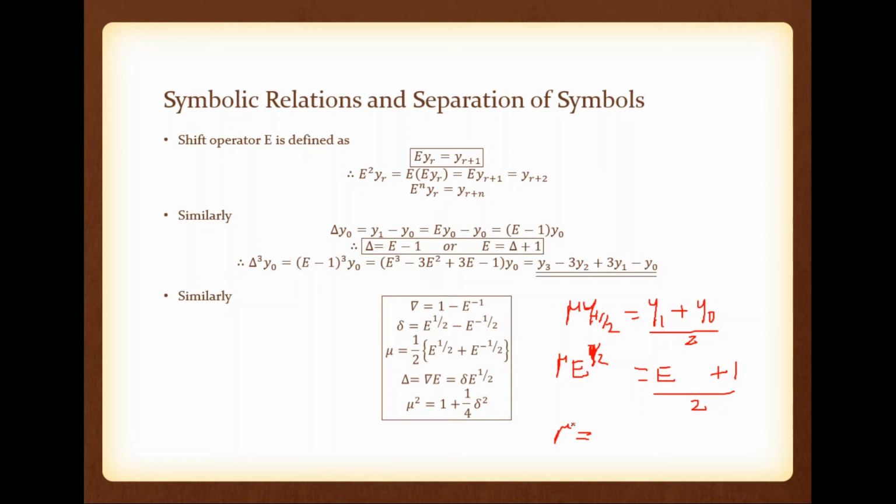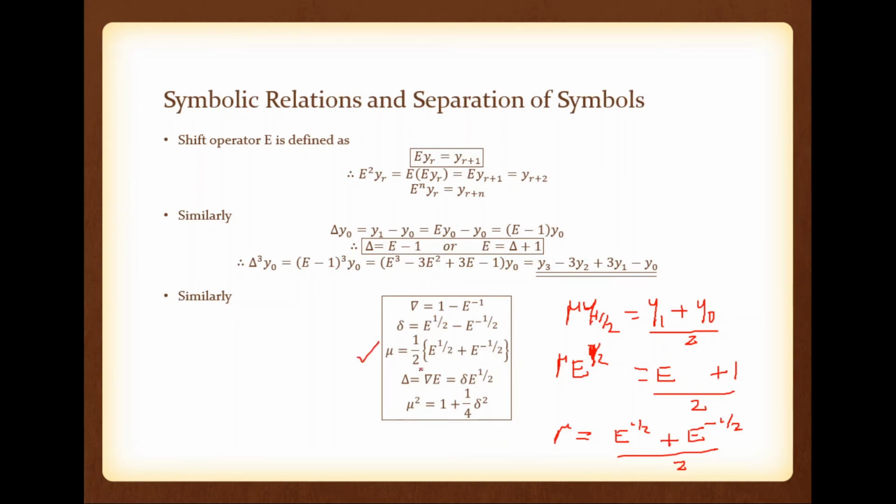So what do we have? Mu is equal to e^(1/2) plus e^(-1/2), whole divided by 2. So please note mu is equal to 1 by 2. This 1 by 2 is taken outside. So mu is equal to 1 by 2 into e^(1/2) plus e^(-1/2). So that is this relationship.